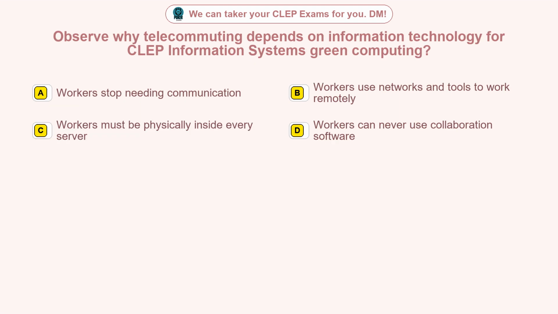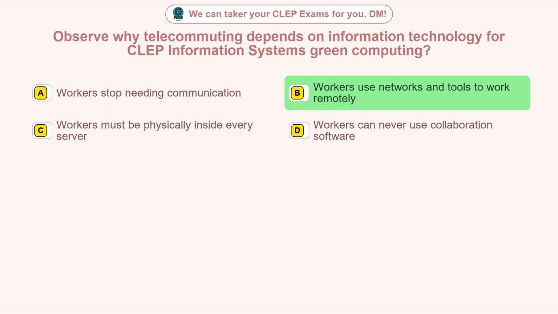Question 99. Observe why telecommuting depends on information technology for CLEP Information Systems green computing. Option A. Workers stop needing communication. Option B. Workers use networks and tools to work remotely. Option C. Workers must be physically inside every server. Option D. Workers can never use collaboration software.